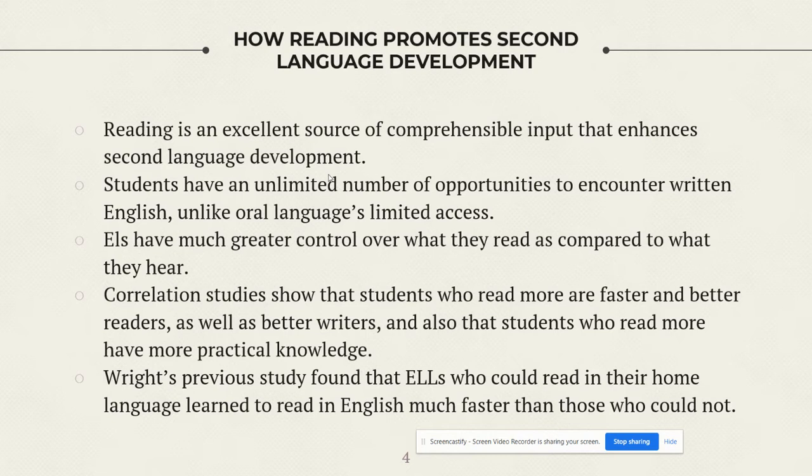English language learners have much greater control over what they read as compared to what they hear. And correlation studies show that students who read more are faster and better readers, as well as better writers. And also students who read more have more practical knowledge. None of that should be surprising, maybe the writing part, but we know already that reading is connected to other facets of language development.